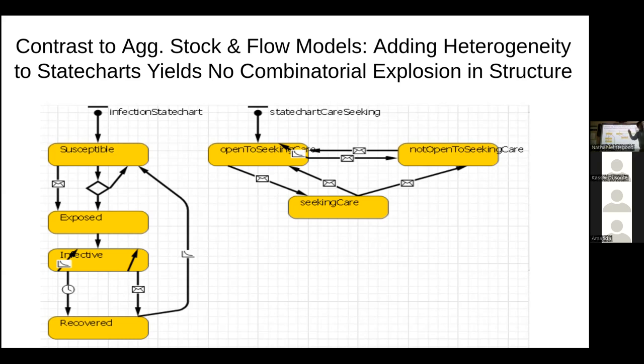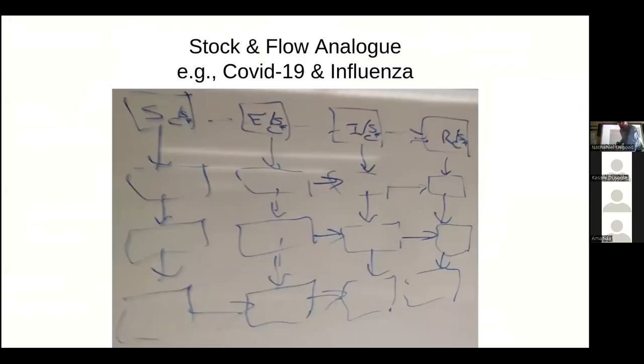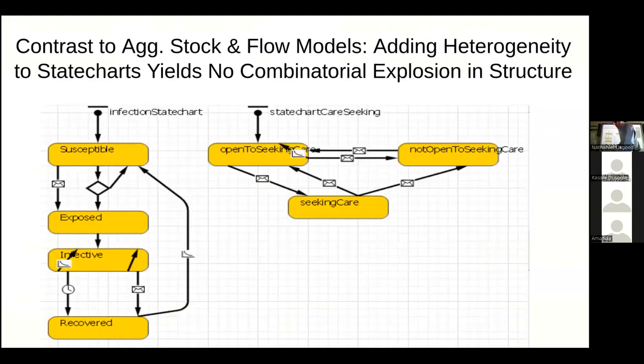Notice what we're not doing here. This is really important. With aggregate modeling, we had to consider all these combinations because we had to count the number in each of these possibilities. Here, we don't have to do that. We're just keeping track, for an individual, of what state they are in with respect to infection. What state is that particular individual in with respect to care seeking?